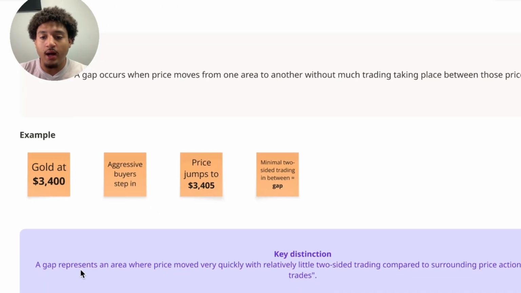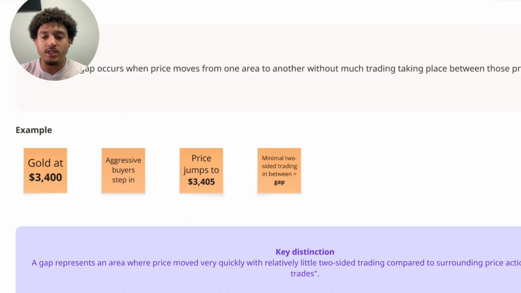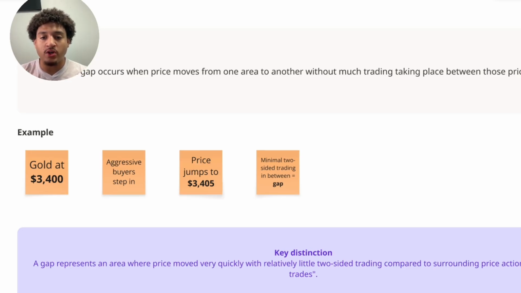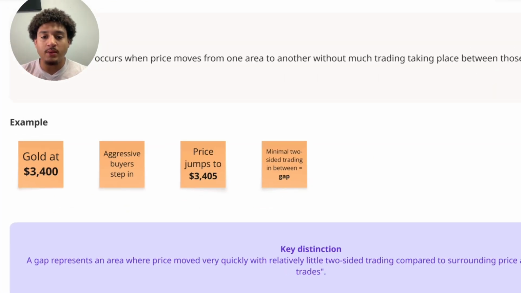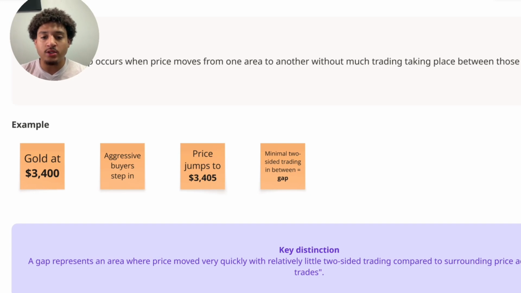A gap represents an area where price moved very quickly with relatively little two-sided trading compared to surrounding price action. It does not mean there were zero trades in the opposing direction. Say it's a bullish gap, that doesn't mean there were no sellers, no sales took place within that bullish gap, and vice versa. Same for the bearish gaps. It just means that the buyers or sellers showed that they were in charge.